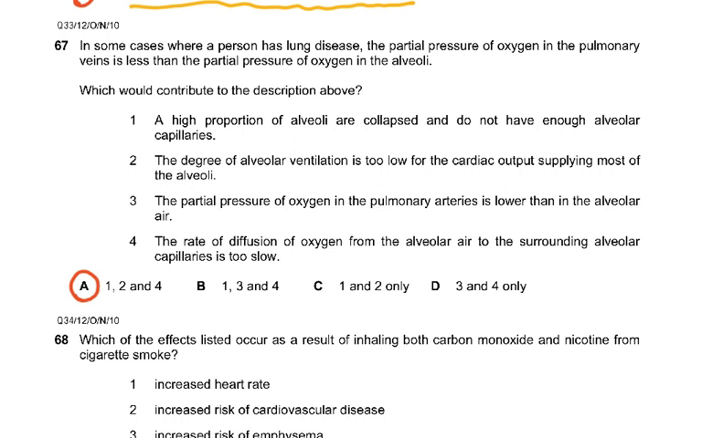Question 67, in some cases where a person has lung disease, the partial pressure of oxygen in the pulmonary veins is less than the partial pressure of oxygen in the alveoli. Which could contribute to the description above? The answer is 1, 2, and 4. A high proportion of alveoli collapse and do not have enough alveolar capillaries. Number 2, the degree of alveolar ventilation is too low for the cardiac output supplying most of the alveoli. And the rate of diffusion of oxygen from the alveolar air to the surrounding alveolar capillaries is too slow. So the answer was 1, 2, and 4.